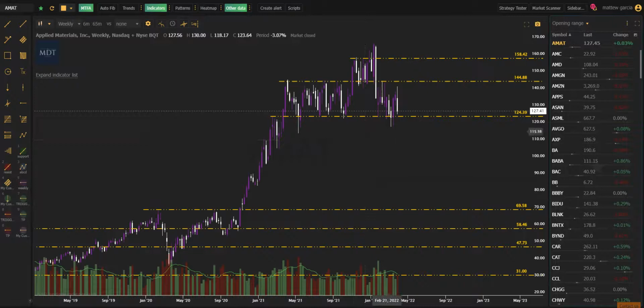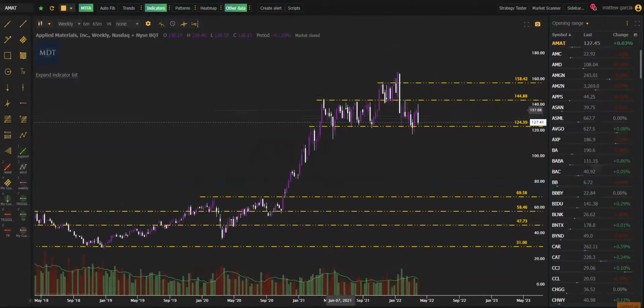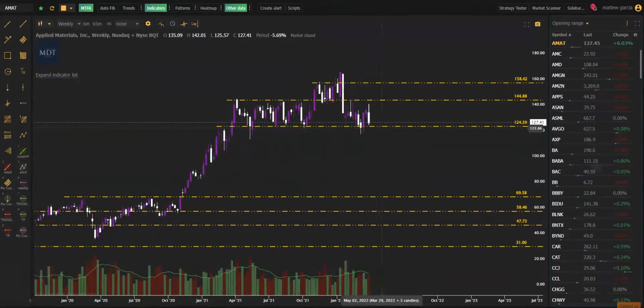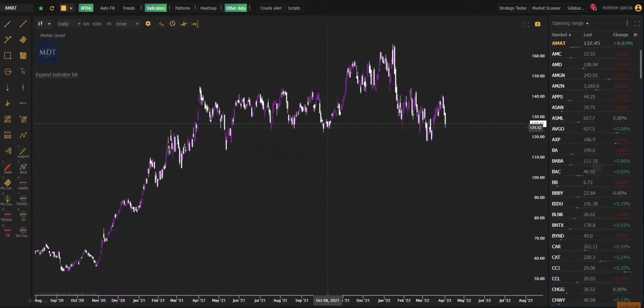AMET, it's another box on the weekly time frame here. Again, the bigger time frame really just speaks volumes on this one. Anywhere 124 is a beautiful buy. We got 125.50. This thing basically bounces, we could see 130 fast. We can see 138 pretty fast, and the top of the box 144.80.